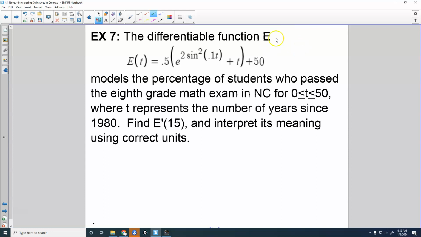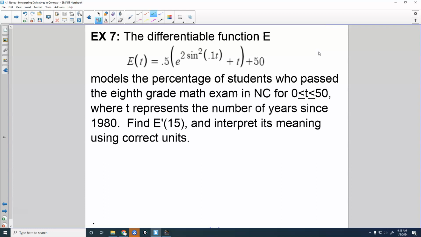All right, so differentiable function E models the percentage of students who pass the 8th grade math exam in North Carolina for 0 less than or equal to t less than or equal to 50, where t represents the number of years since 1980. Find E prime of 15 and interpret its meaning using correct units. So definitely calculator active problem. I'm not going to have you do that one without a calculator. So go ahead and type that into your y equals.